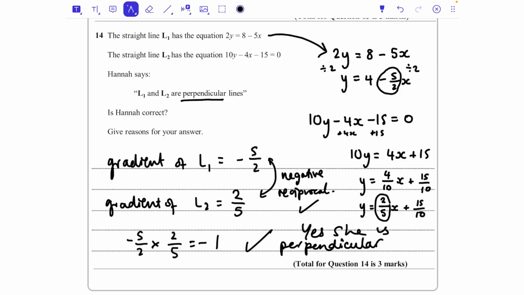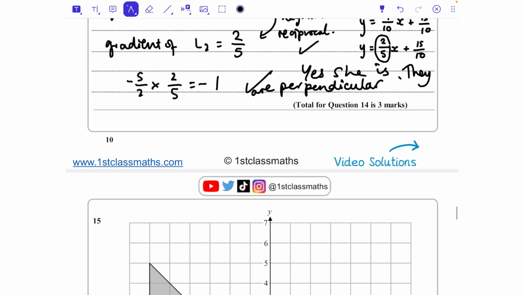Yes, they are. Always answer the question if they've asked you. Yes, they are perpendicular. There we go.